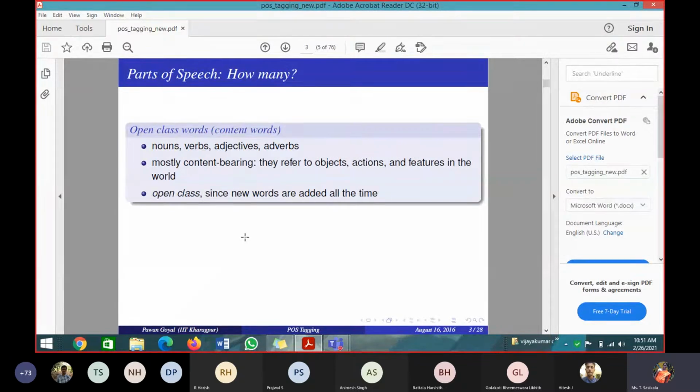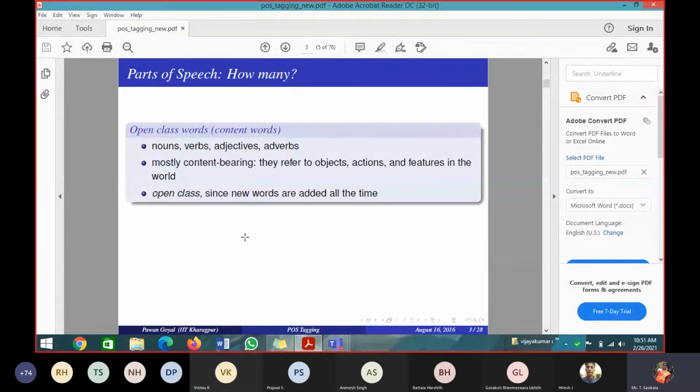Can anyone tell me, in a sentence, which words come under open class words and which words come under closed class words? Don't think about POS tags, just words. Content words are basically the open class words, very good. Functional words are closed class words, very good.